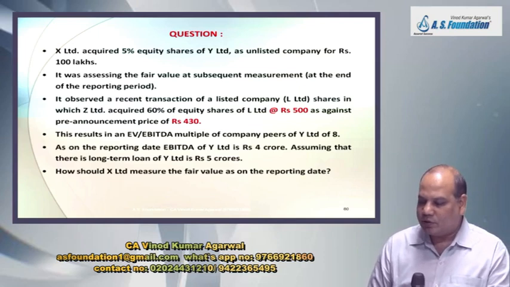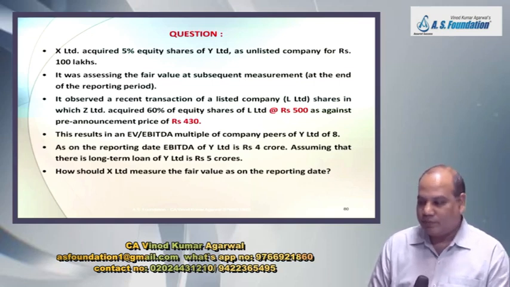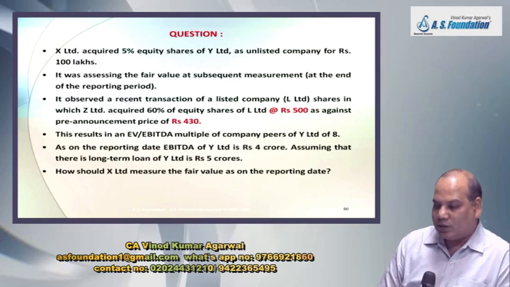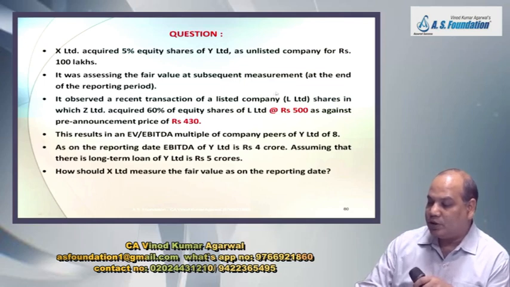It observed a recent transaction of a listed company, L Limited. Now here we are comparing with another company, L Limited. So it is based on level 2 input. Shares in which Z Limited acquired 60% of the equity share of L Limited at rupees 500 as against the pre-announcement price of rupees 430. Now what is 60%? Is it a controlling stake? Yes. Now pre-announcement price was 430, but finally they paid 500 rupees to get the control.